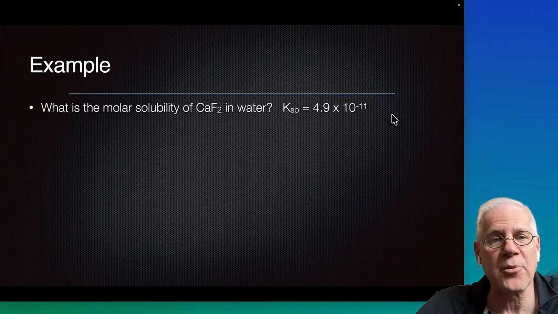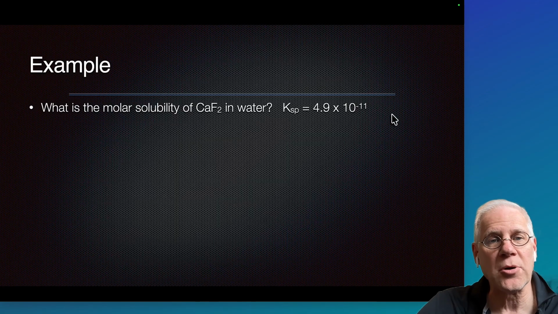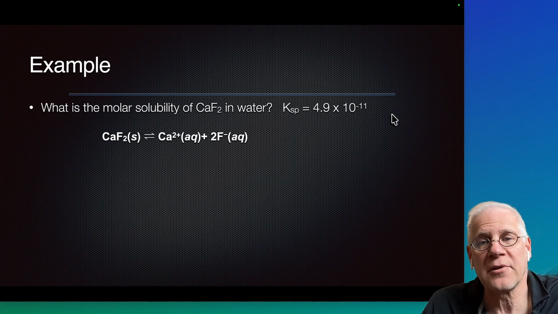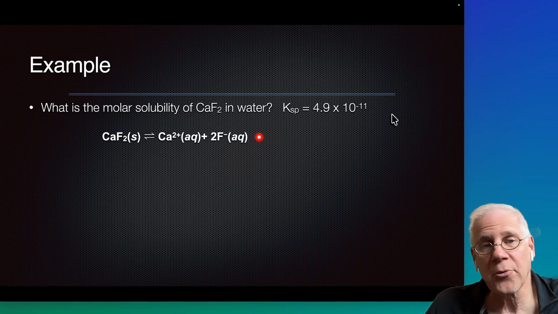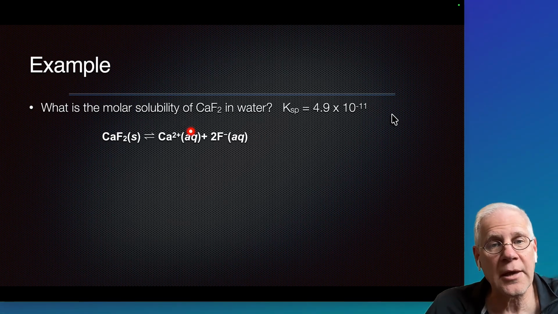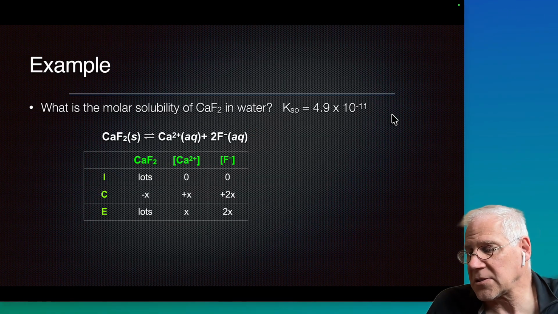All right, let's look at an example of how we calculate molar solubility. So we want to know what's the molar solubility of calcium fluoride, CaF2. It has a Ksp of 4.9 times 10 to the minus 11. If we write out the equilibrium reaction here, we have calcium fluoride solid going to calcium ion, aqueous, and 2 fluoride minuses, also aqueous. We can set up an ICE box here.